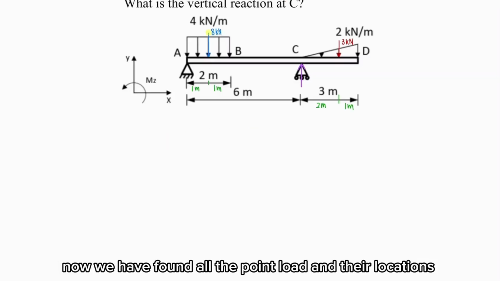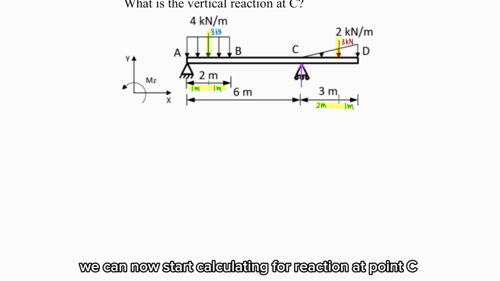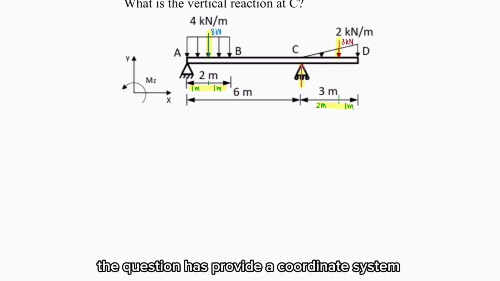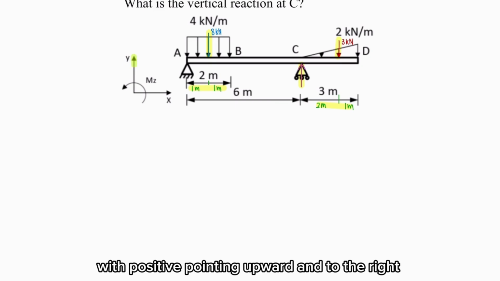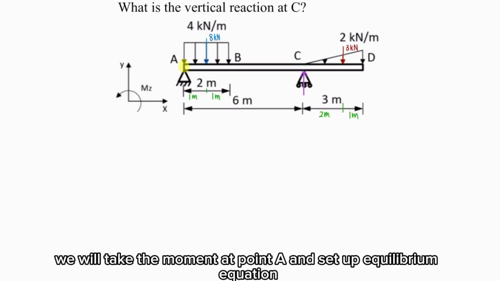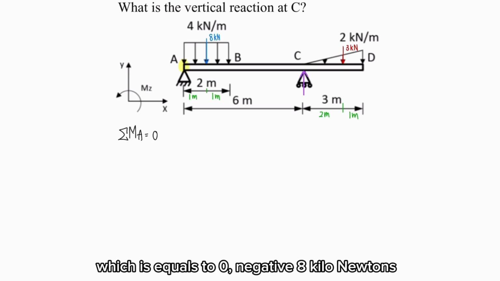Now we have found all the point loads and their locations. We can now start calculating the reaction at point C. The question has provided a coordinate system with positive pointing upward and to the right, and positive moments rotating counterclockwise. We will take the moment at point A and set up the equilibrium equation, which is equal to 0.